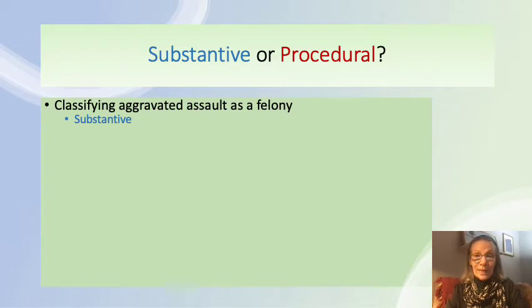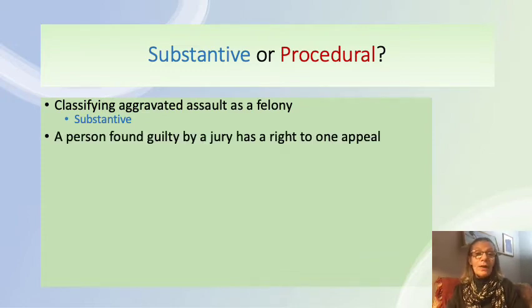Well, if you said substantive, you are correct. And the reason is because that aggravated assault has a certain classification as a serious crime, a felony. And so that will be outlined in the criminal state statutes, right? And so that's an example of classifying what kind of action is a crime, and in this case, classifying it as a serious crime, a felony.